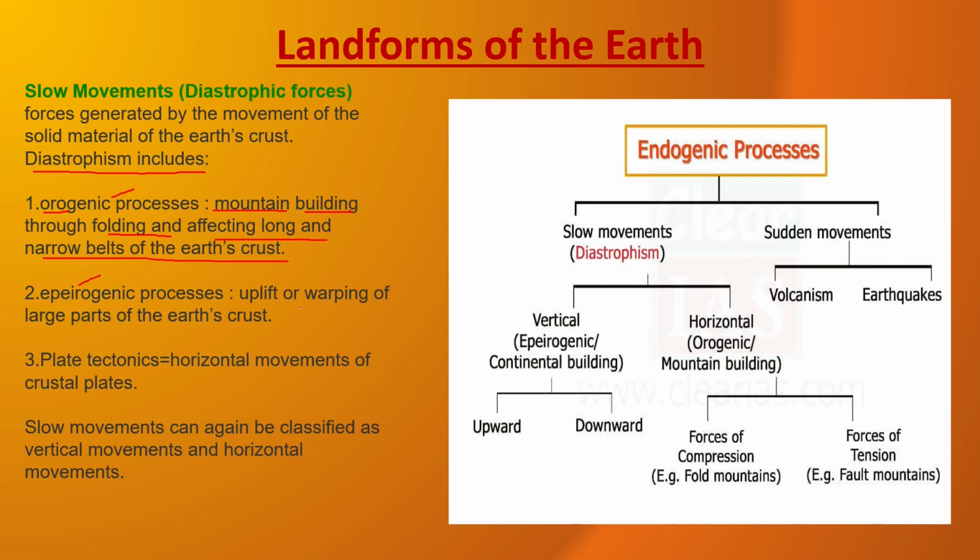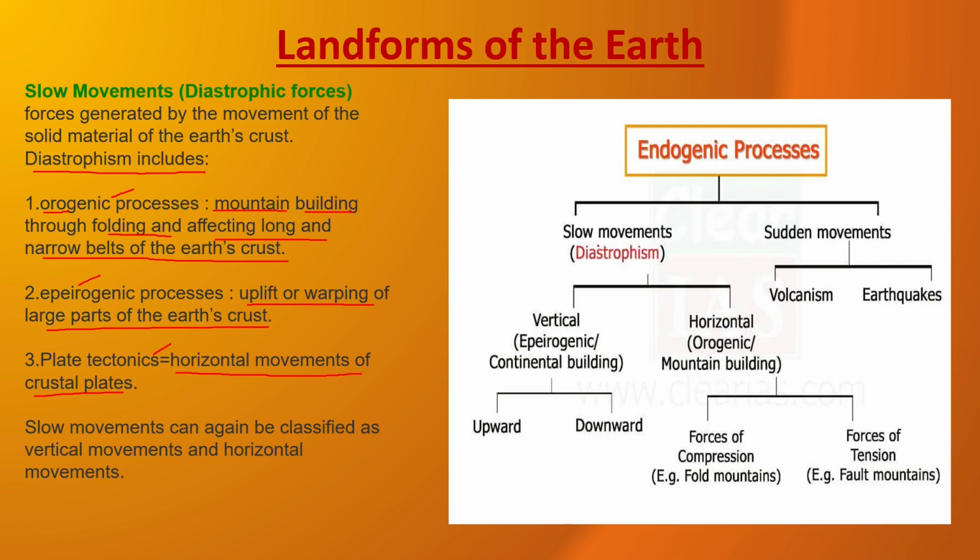Epeirogenic, that is huge continent building. Continent over here does not mean the continent of Asia or Africa or North America, but a huge landmass which gets uplifted or warped, of large parts of the Earth's crust. Then we have plate tectonics, that is horizontal movements of crustal plates.